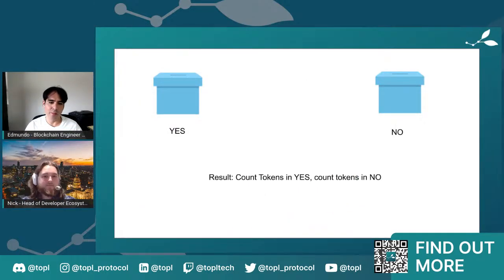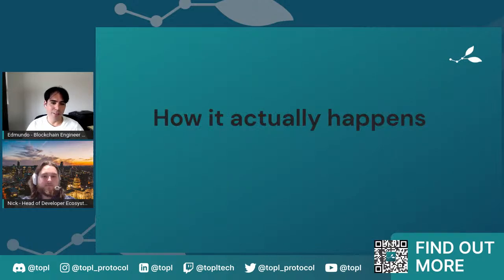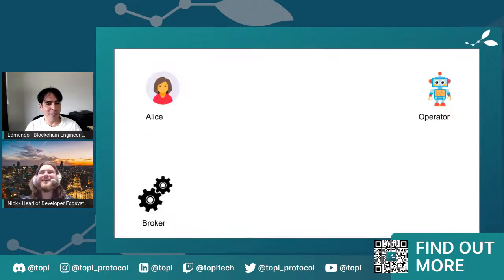Yes, maybe I can show you how it actually happens. So I have some slides for this. I will go to the beginning. We have our different parties here: Alice, the operator, and the broker. Alice is the person who is going to vote.